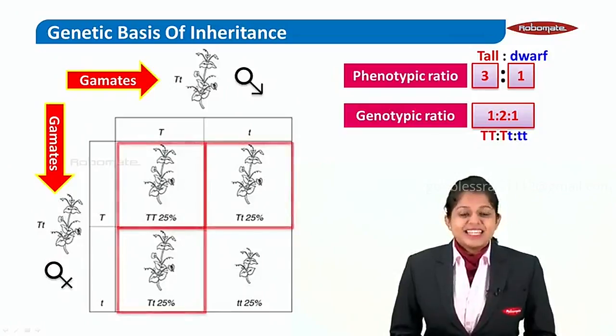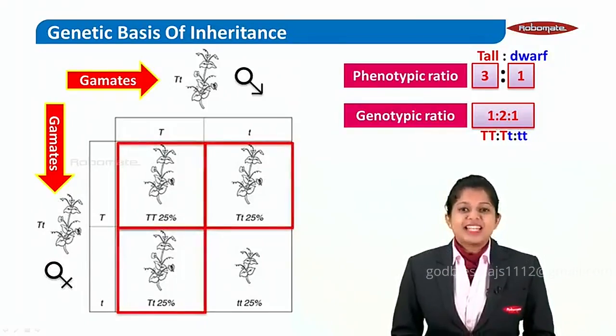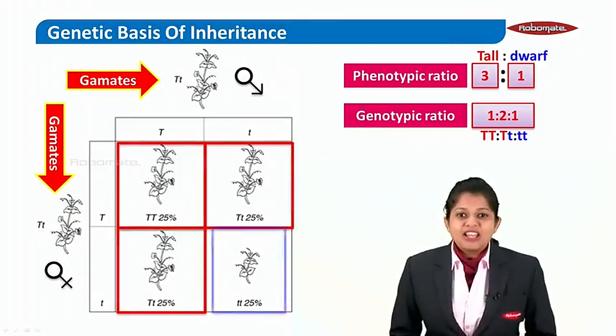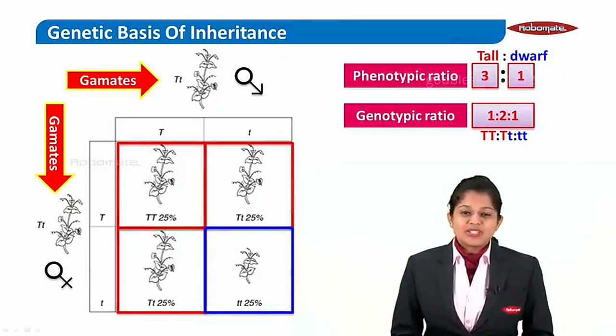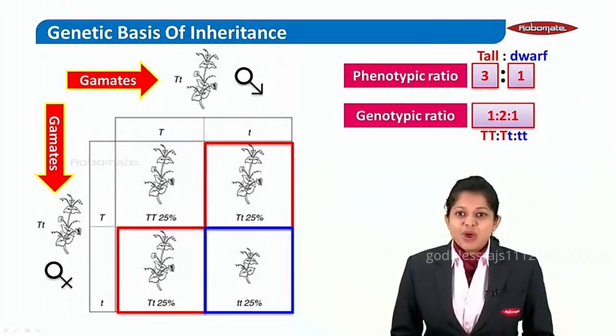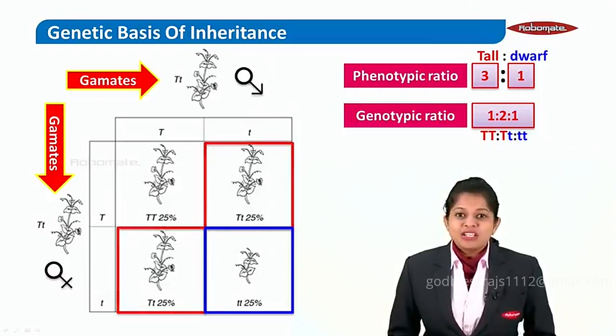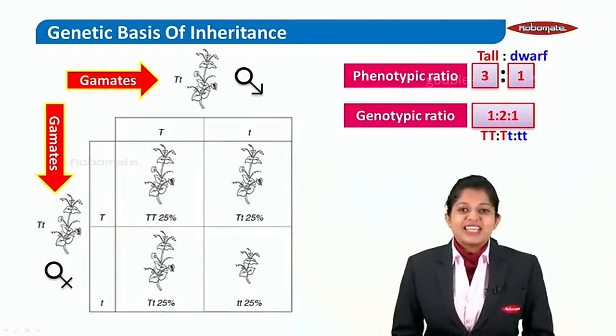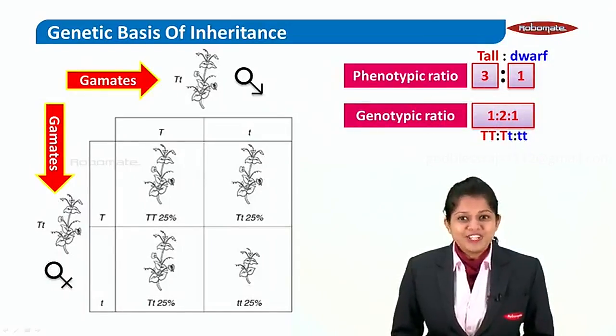That is, here in the image we see that these 3 checkers show us 3 tall, whereas this one shows us 1 dwarf, which obviously is the phenotypic ratio, whereas this one is a pure tall, these 2 are hybrid tall, and this one is a pure dwarf, which shows us a genotypic ratio.